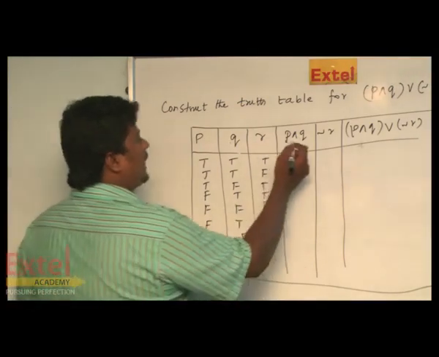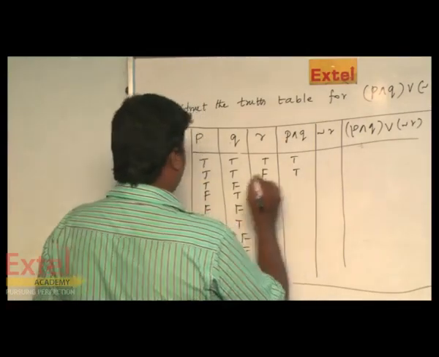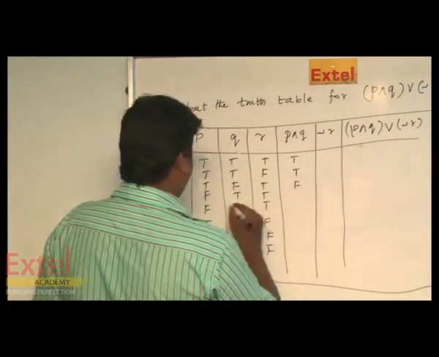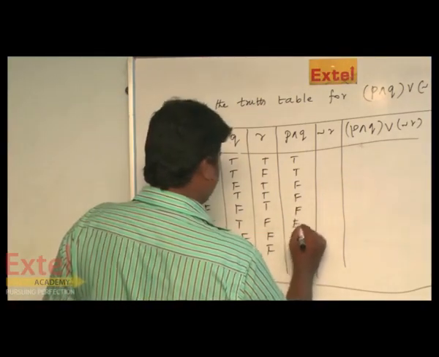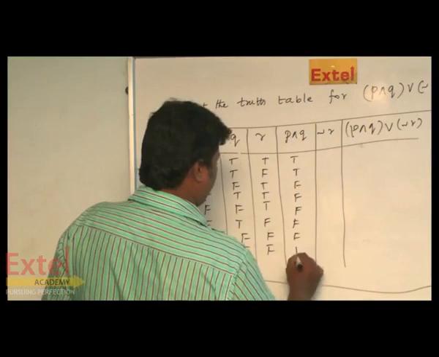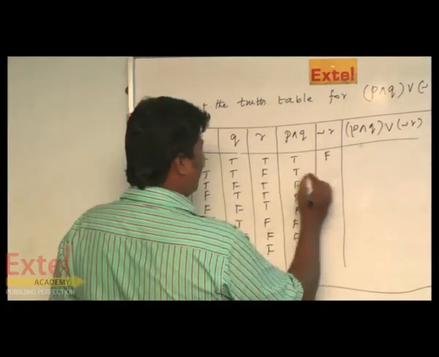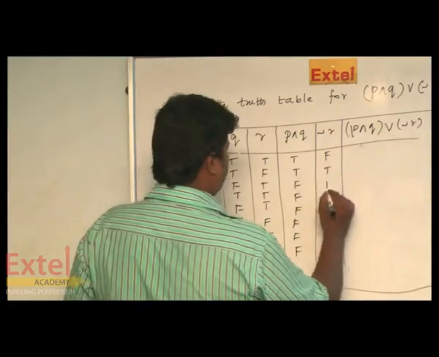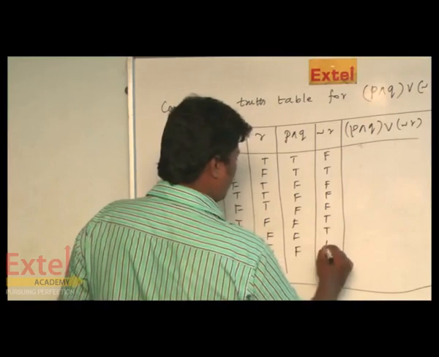Now, P conjunction Q: if both are true, you put true, and otherwise false, false, false, false, false, false. Negation R: true means false, false means true. So false, false, true, true, true.